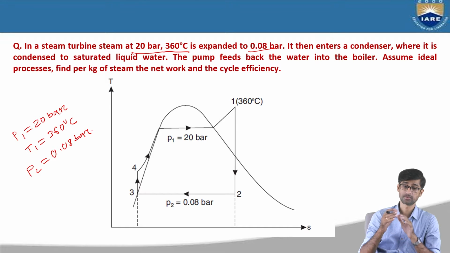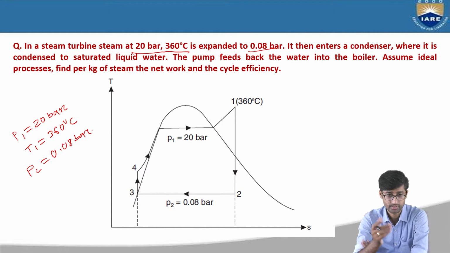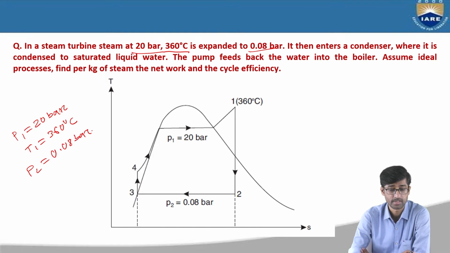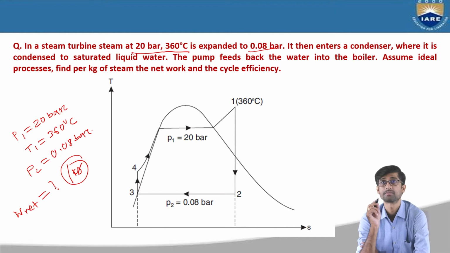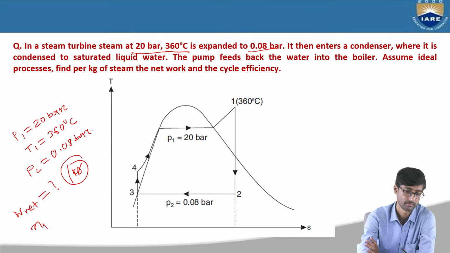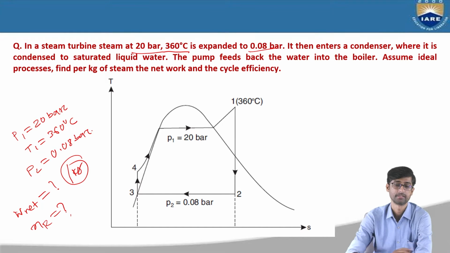Now assume all the processes to be ideal. That means we are assuming ideal processes, and we have to find out the net work done per kg of steam, per mass of steam, that you have to calculate. What is the net work done per kg of steam and the cycle efficiency? What is the efficiency of Rankine cycle that you have to calculate.